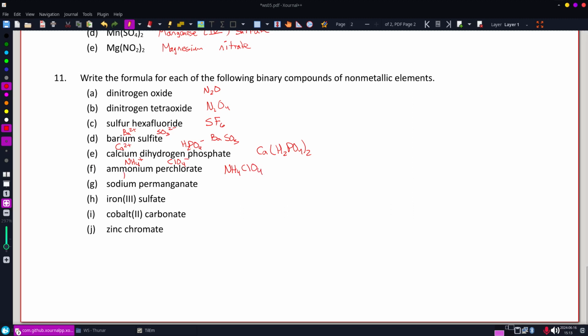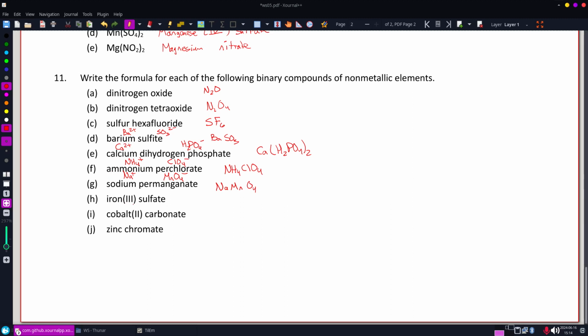All right, sodium permanganate. Sodium is Na+, it's a fixed charge. Permanganate is MnO4-, a polyatomic ion with a single charge. So sodium permanganate is NaMnO4. Nice little 1-to-1 ratio.